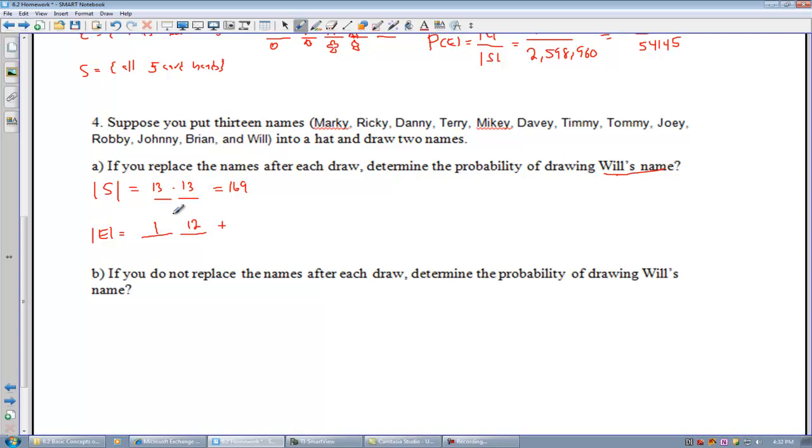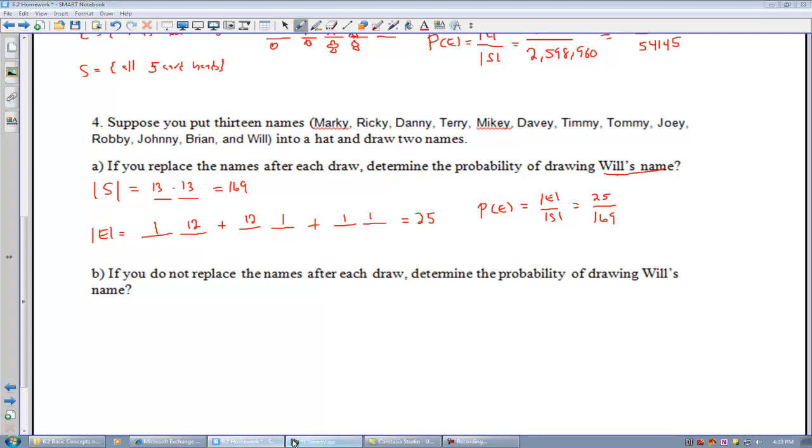Plus, instead of drawing Will's name in the first spot, you could have drawn it in the second. And again, you have 12 choices for the first if you exclude Will again. So you could have Marky Will, Ricky Will, Danny Will, Terry Will, and so on, all the way up to Brian Will. Then plus, the one case we haven't counted is when we draw Will in the first spot, then replace and draw Will in the second. So total, we have 12 plus 12 plus 1, which is 25. And so the probability of drawing Will's name is equal to the number of things in E divided by the number of things in S, which is 25 divided by 169.